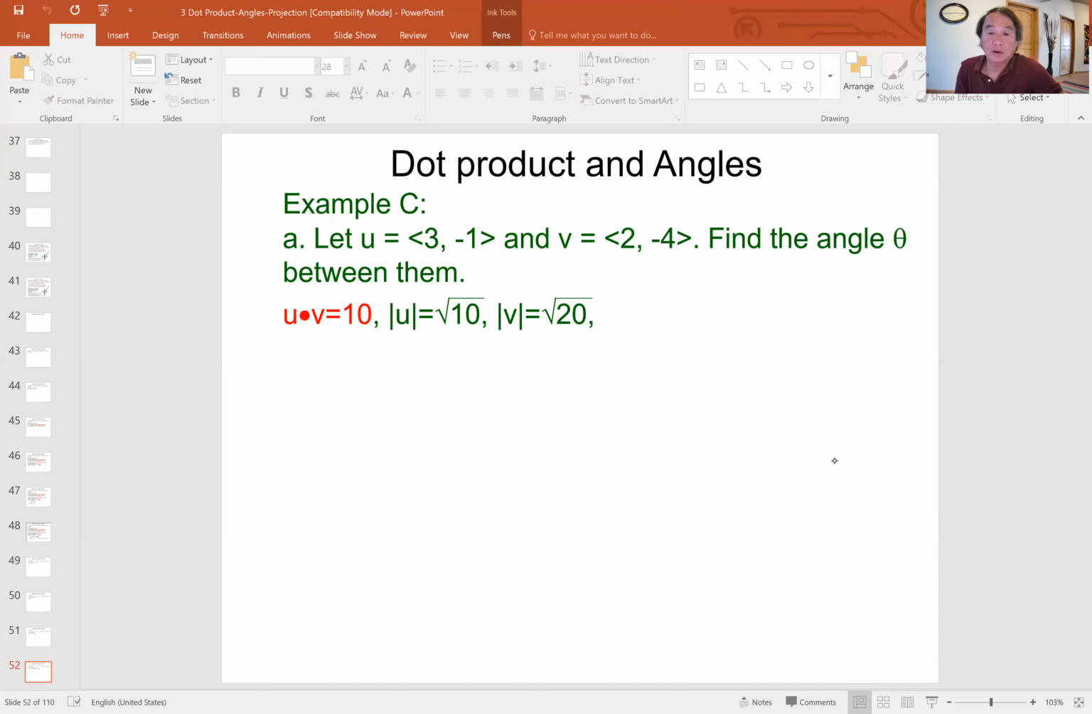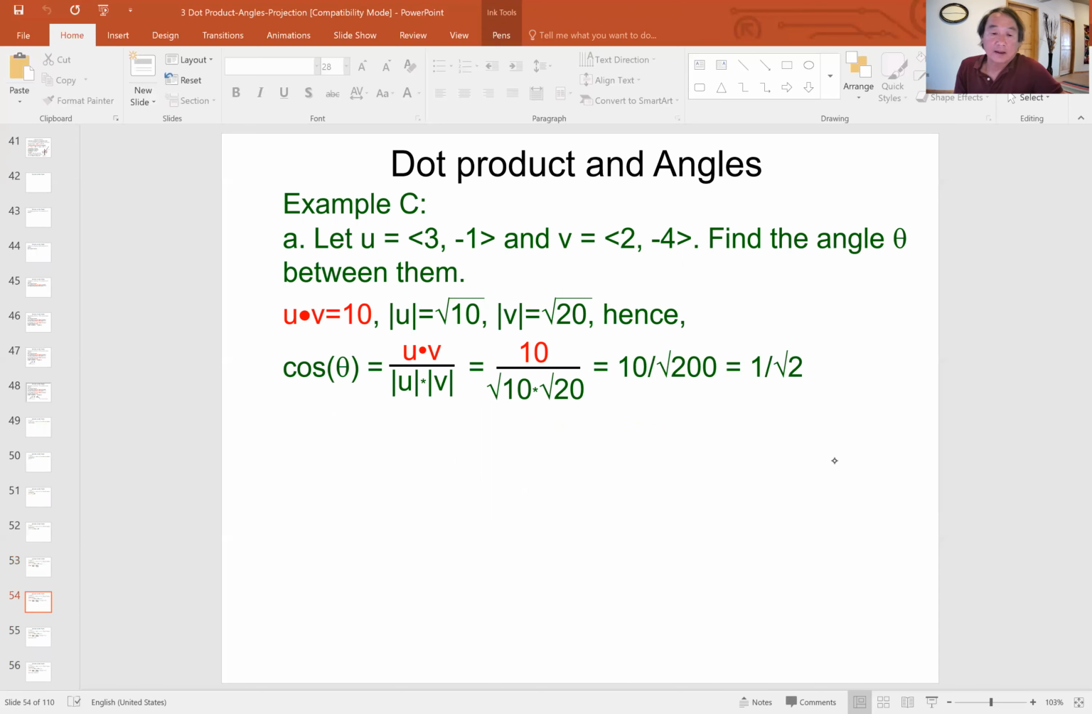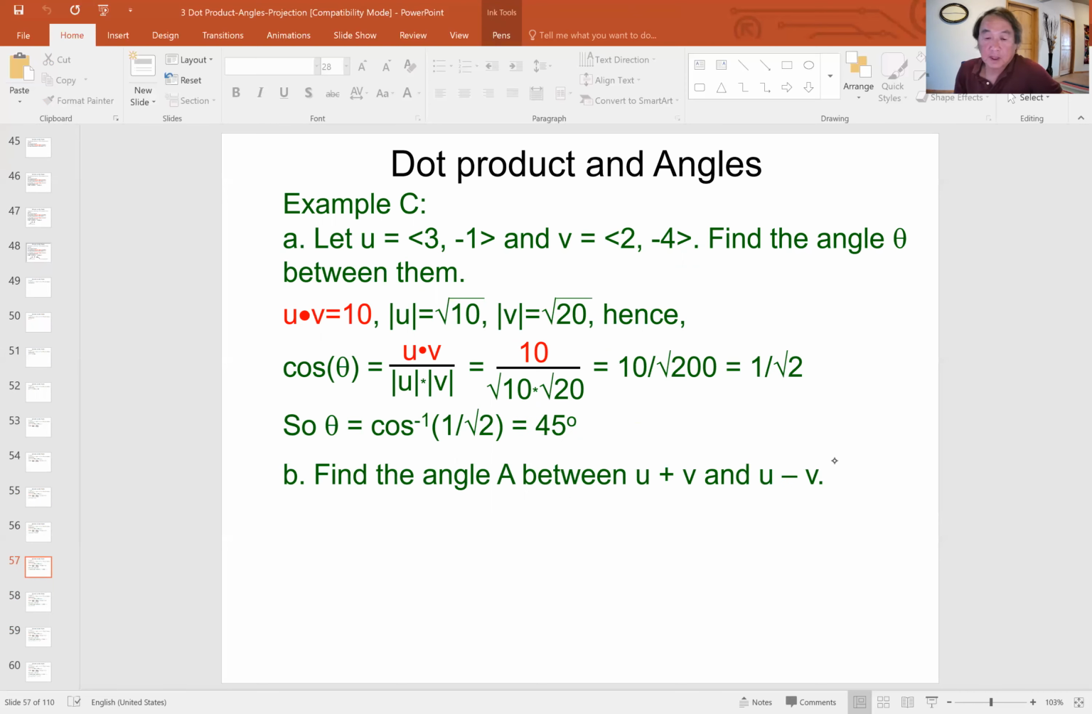Here's an example to find the angle between two vectors. Here is the angle between the two linear combinations, u plus v and u minus v, the two vectors that are the diagonals of some parallelogram. Then for the angle between them, you can just go through the formula.